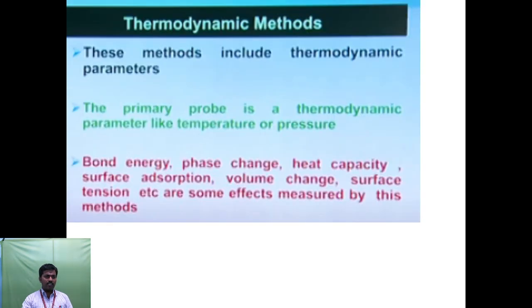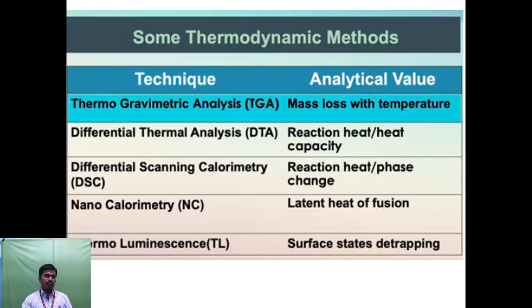So thermodynamic method is another characterization method. This method includes the thermodynamic parameter. The primary probe is a thermodynamic parameter like temperature or pressure. In this method, bond energy, phase change, heat capacity, surface adsorption, volume change, surface tension, etc. are measured by this method. These are some thermodynamic techniques.